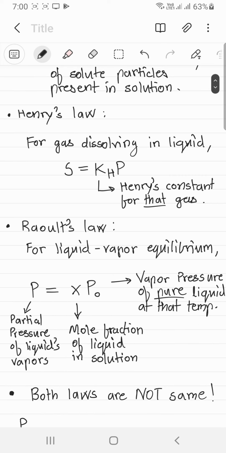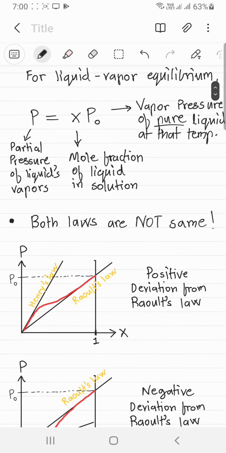Okay, next we basically state what Henry's law and Raoult's law are. Later we are also going to prove them and figure out what the differences between them are. So Henry's law, for a gas dissolving in liquid: the solubility is given by some constant, we call that Henry's constant, times the partial pressure of the gas above the liquid. Then for Raoult's law, we have the equation P equal to x P naught, where P is the partial pressure of the liquid's vapors, x is the mole fraction of the liquid in solution, and P naught is the vapor pressure of the pure liquid at that temperature.